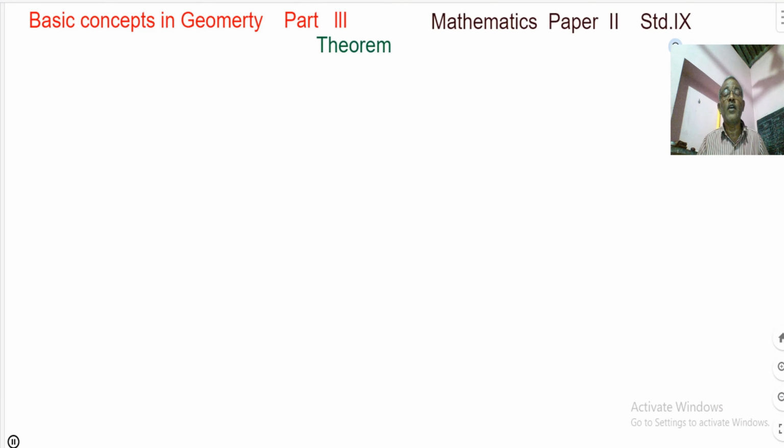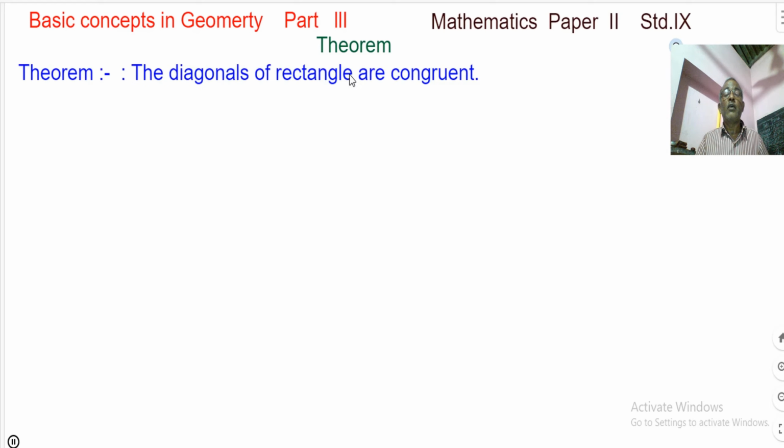आतापर्यंत ज्या संकल्पना व संबोध आपण अभ्यासलेला आहोत त्या सर्वांचा वापर थेरम सोडवत असताना कशा प्रकारे करतात ते आपण सहज एक उदाहरण घेऊन पाहणार आहोत. थेरम, the diagonals of rectangles are congruent.